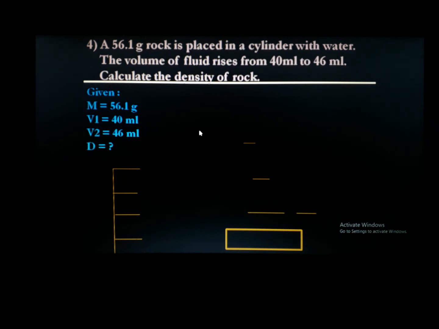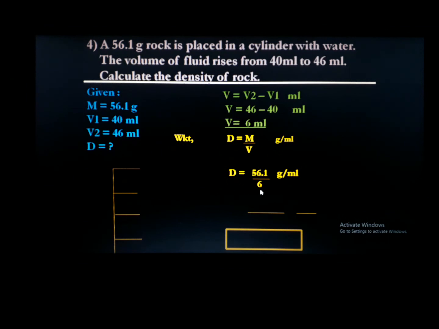Here first we have to find out the volume. So how to find out the volume? Here we have two readings, that is initial water level and final water level. So V is equal to V2 minus V1. So then we get volume is equal to 6 milliliter. Now you can substitute this 6 into the density formula.